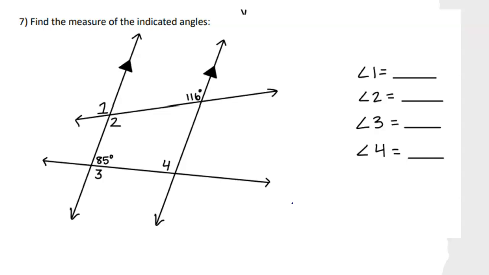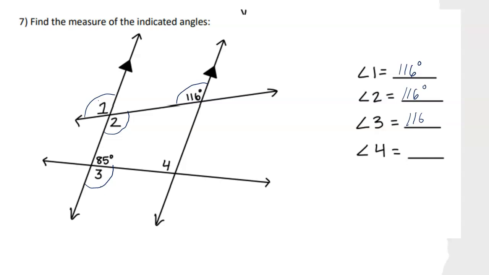All right. Number 7, I'm going to find all of the angles here as well. Angle 1 is corresponding with the 116 degree angle, so angle 1 and that are congruent. Angle 2 is a vertical angle with angle 1, so that's also going to be congruent. Angle 3 is an alternate exterior angle with angle 1, so angle 3 is going to be 116.